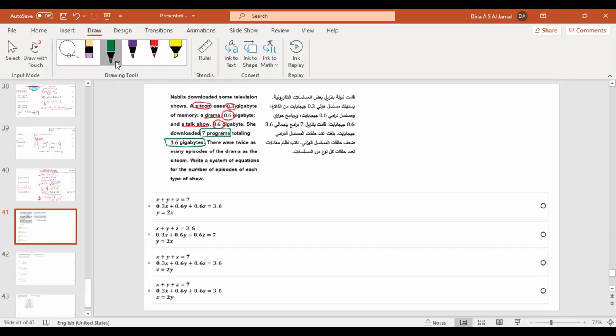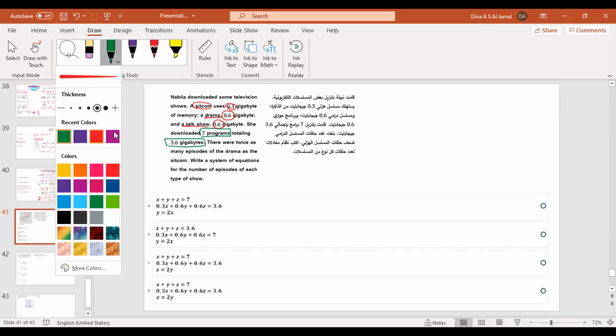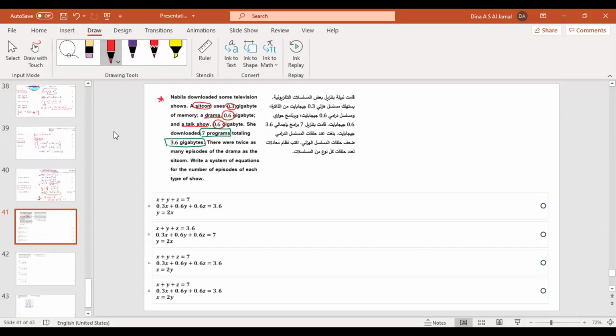Also, he gave you another information. So he gave you an information about the gigabytes. And he gave you another information about the number of programs. So that will help you to put 2 equations. Now, where is the third equation? Keep reading.